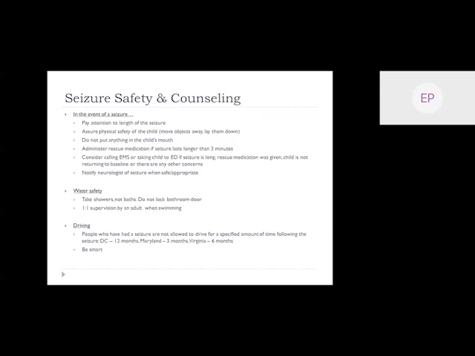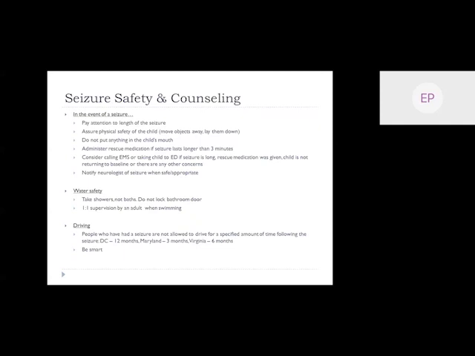And for driving, for the older children, if they've had a seizure, they are not allowed to drive for a specified amount of time, and that amount of time varies depending on where they live. If they're in D.C., that's 12 months. In Maryland, it's 3 months, and in Virginia, it's 6 months. And following that, they can go ahead and drive. If they already have a driver's license, there are forms that need to be filled, and those can always just be sent to us as the neurologists, and we're so happy to fill them out.